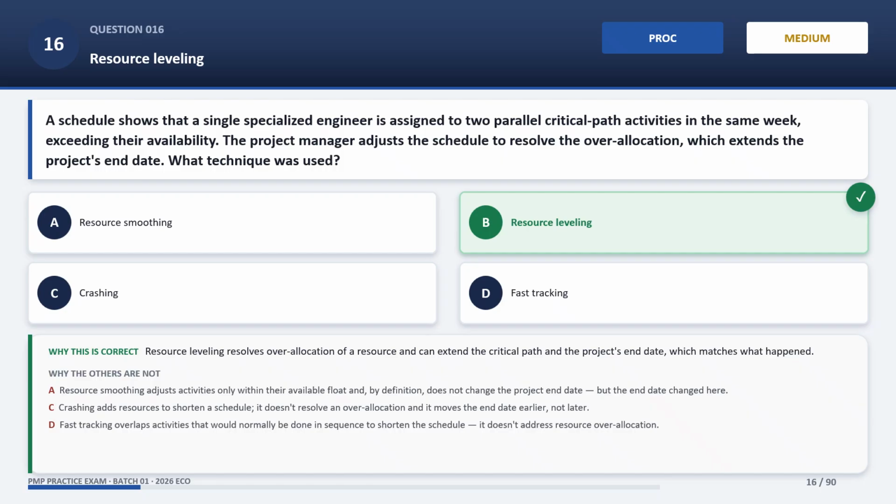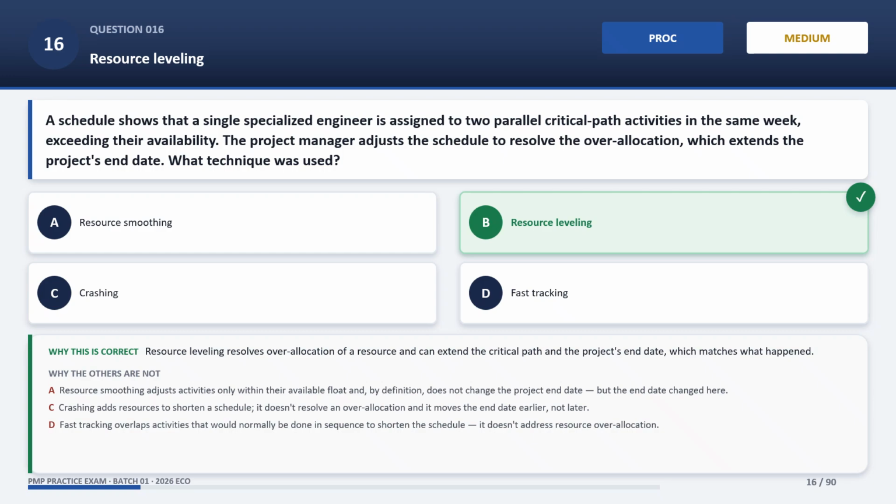The correct answer is B, resource leveling. Resource leveling resolves over-allocation of a resource and can extend the critical path and the project's end date, which matches what happened. Now, why the other options are wrong?